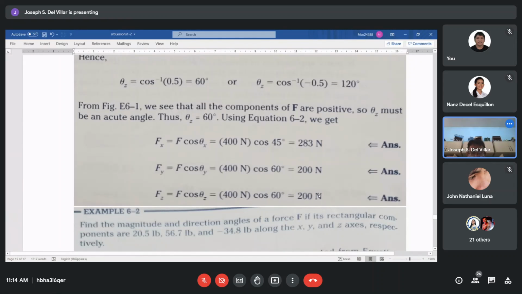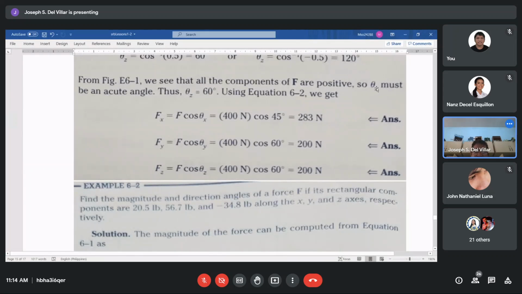Nagkataon lang, no? Na parehas yung kanilang component because they have the same direction angle. Nagkataon, no? But that's not always the case. It will all depend on the given angle. Okay? So there are 3 answers. Ito, you should have this. But in our case, we have an agreement that all final answers must be expressed or rounded off to 2 decimal places. Okay? Any questions in this particular example?